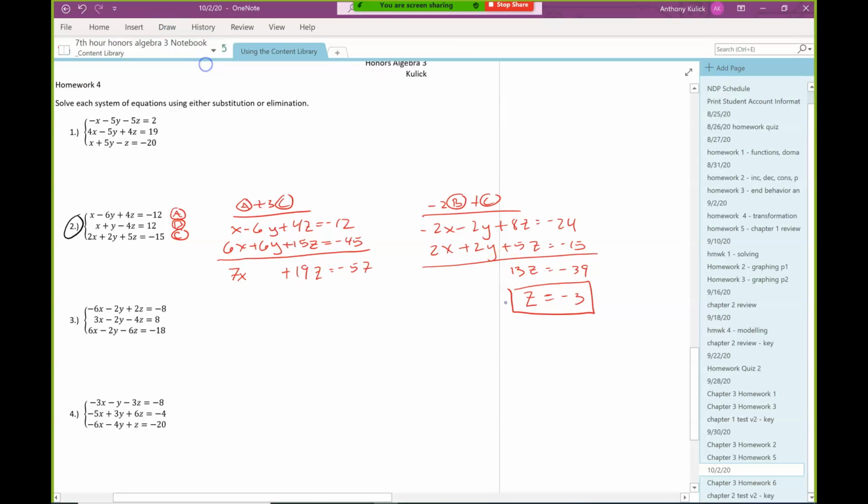I can then substitute that back into this other equation. 19 times negative 3 is negative 57. And if I add 57 to both sides, I get 7x is equal to 0. If I divide both sides by 7, I get x is 0.